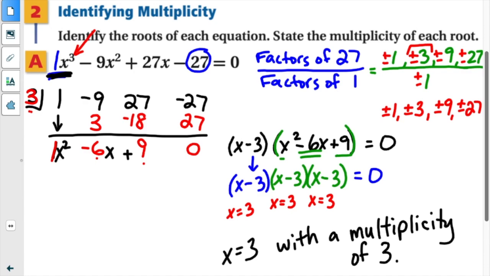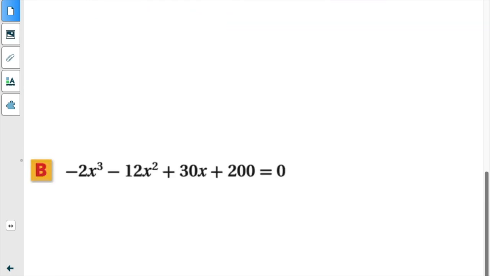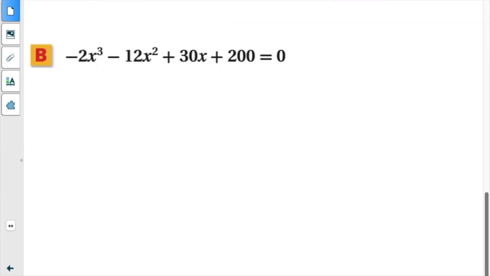Now, that was pretty tough. But let's try another one, huh? Negative 2x to the third minus 12x squared plus 30x plus 200. What does Mr. Plan always say to look for first? Yes, a common factor. Well done.